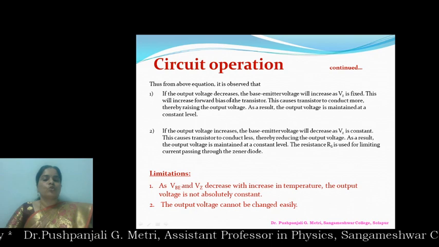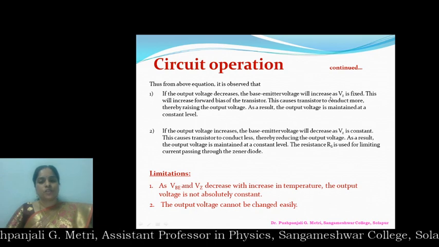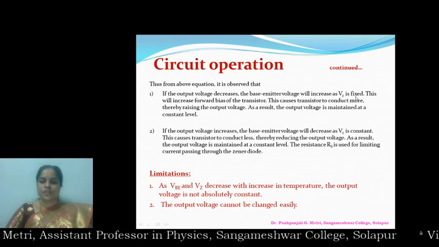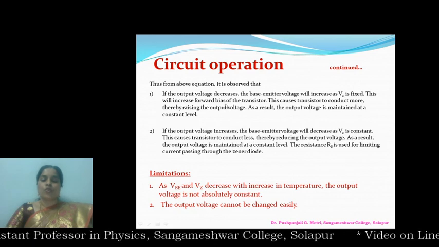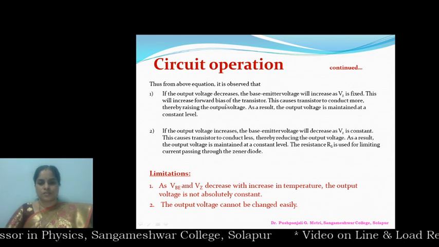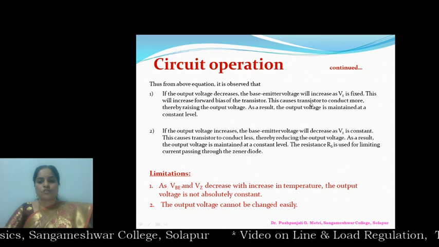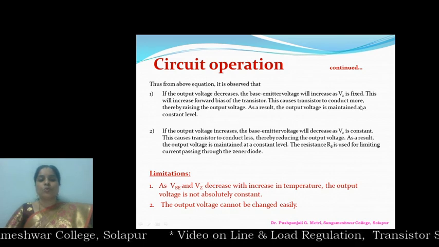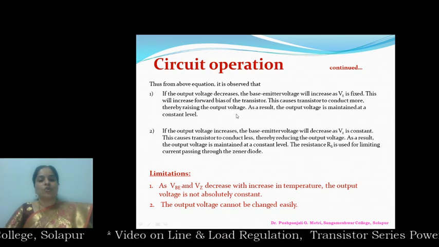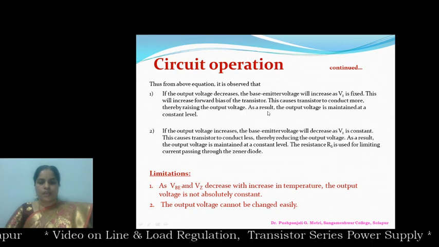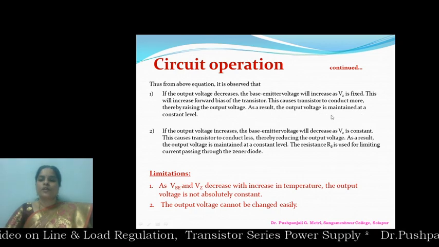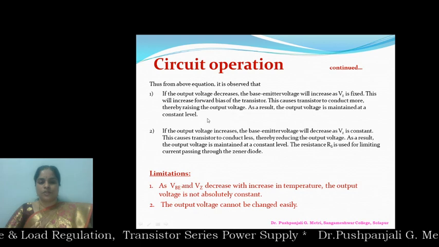If the output voltage decreases, the base emitter voltage will increase, as Vz is fixed. This will increase the forward bias of the transistor. This causes the transistor to conduct more, thereby raising the output voltage. As a result, the output voltage is maintained at a constant level.